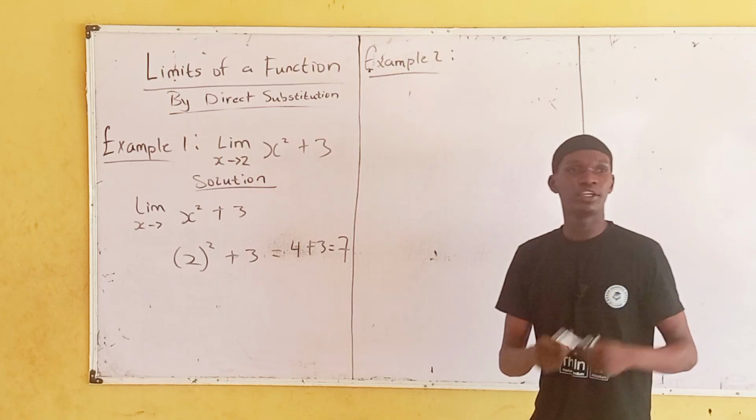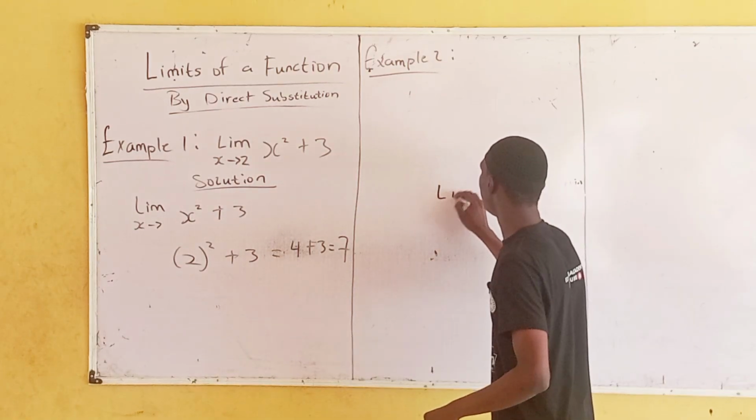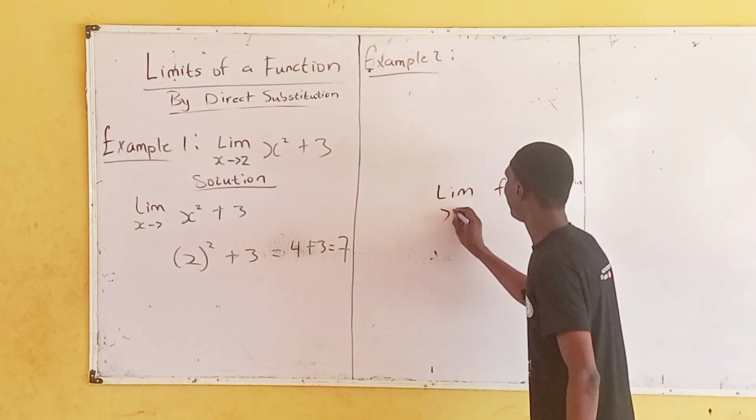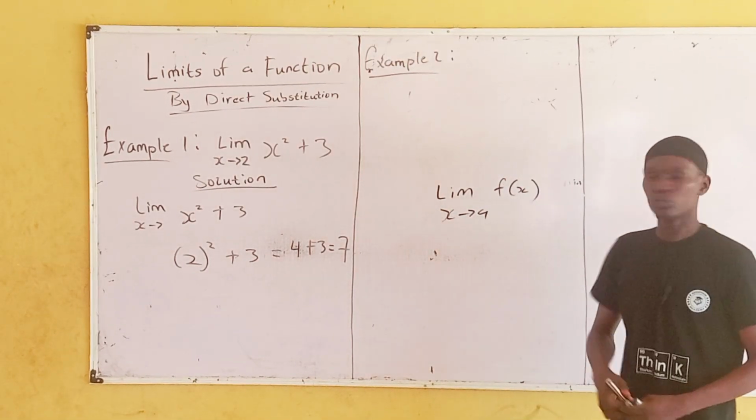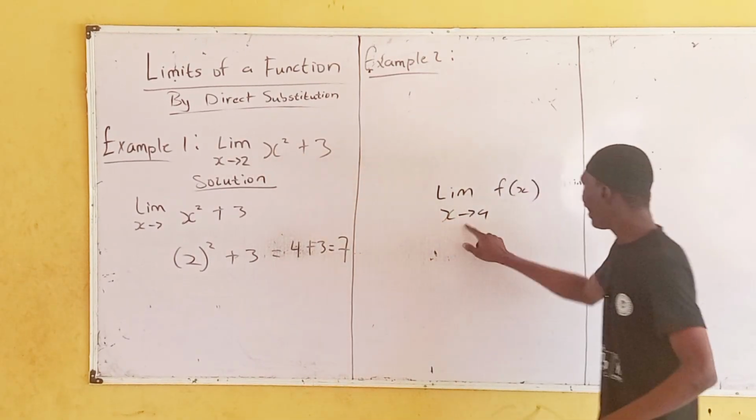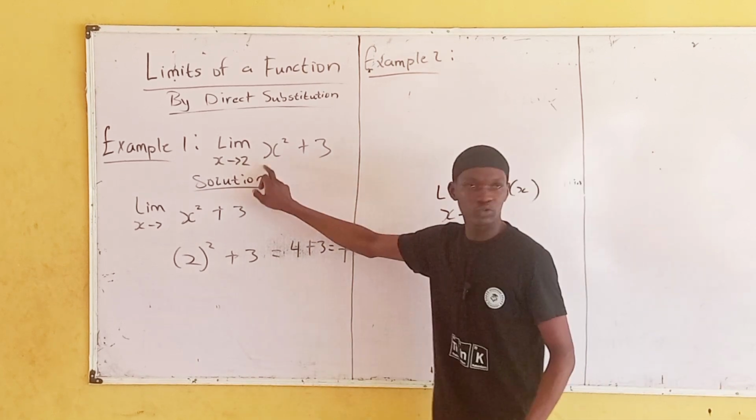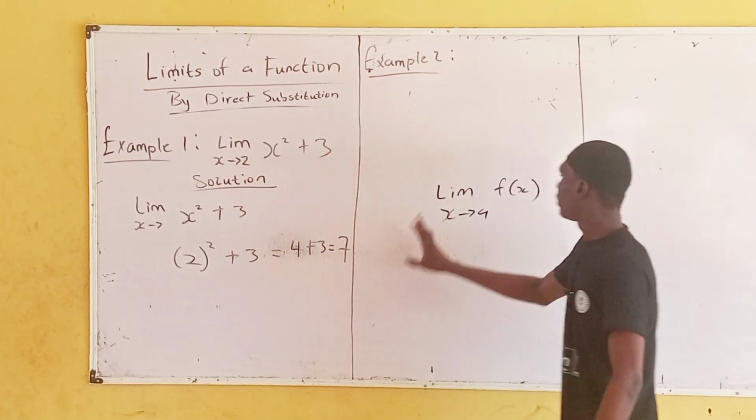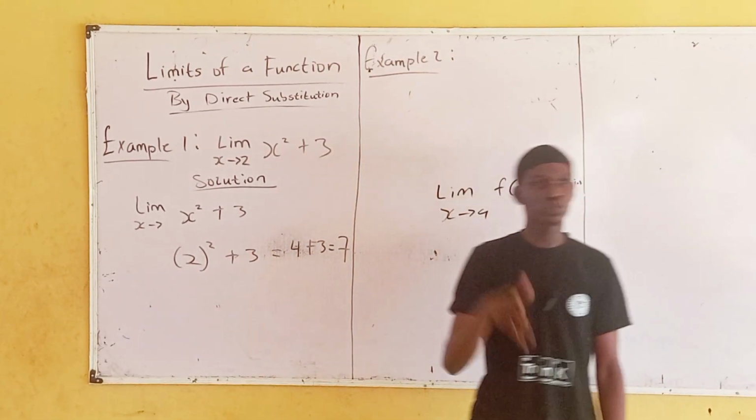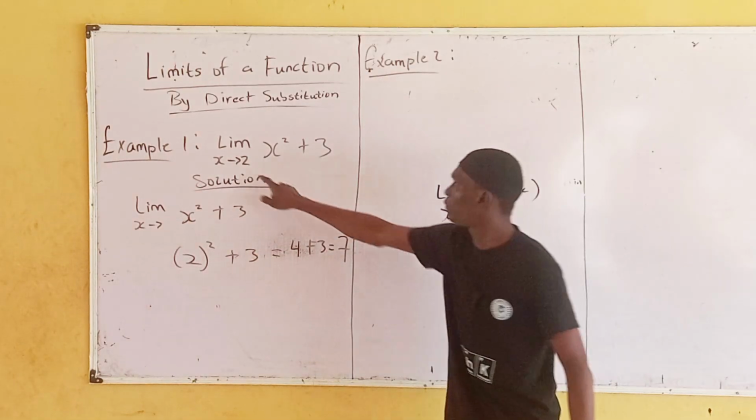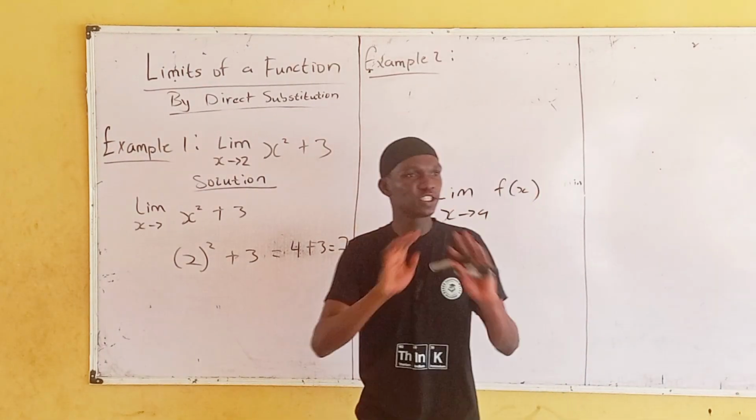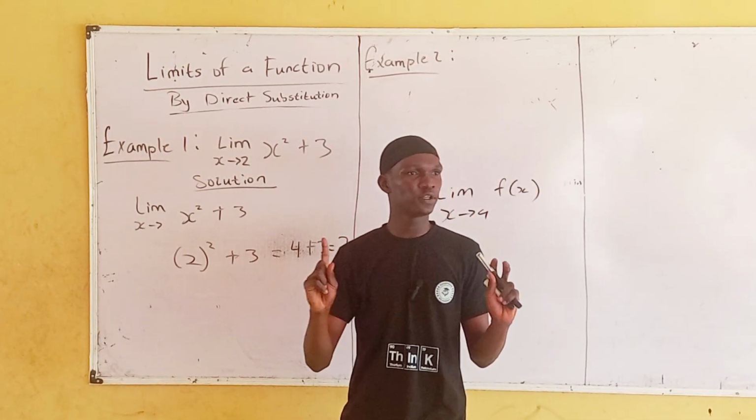When I wrote the definition for limit, I said lim f of x as x tends to a. Which is our f of x? This is our f of x, function of x. X tends to a. Here x tends to 2. So what we're saying is substitute 2 into x, into the given function. Do you get that? So that's it. Substitute for x into the given function. That's the first thing when solving for limits. All right.